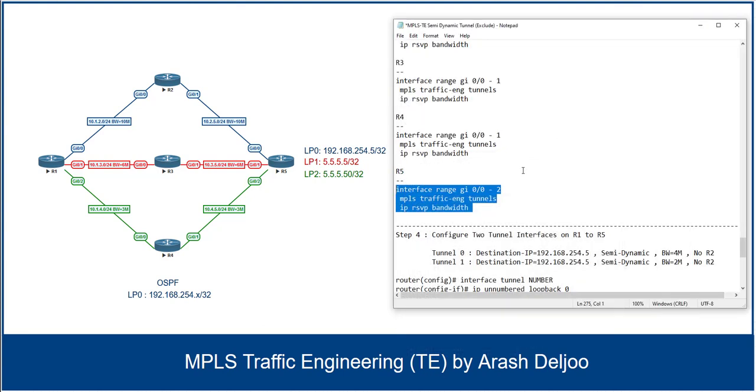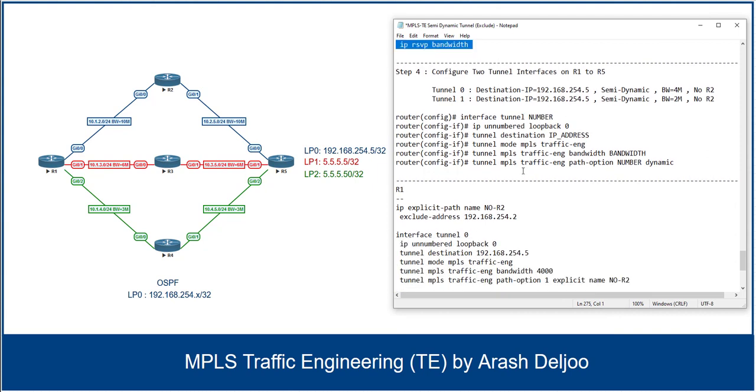All right. Now we need to configure the most important step in this scenario. Step 4, configure 2 tunnel interfaces on router 1 to router 5. What are the requirements of these tunnels? Tunnel 0. Destination IP should be configured as 192.168.2.545. It's okay. And the type of this tunnel is semi-dynamic. This is the first time we see the semi-dynamic tunnel. The bandwidth requirement for this tunnel is 4 megabit per second.